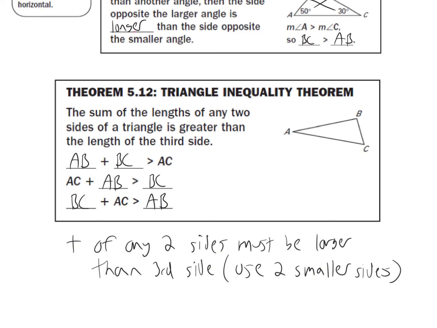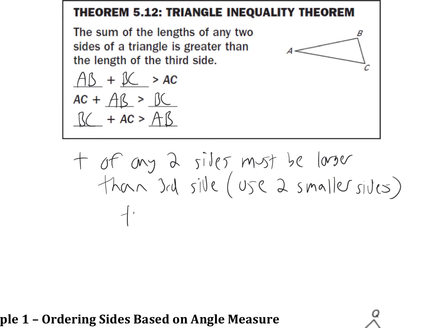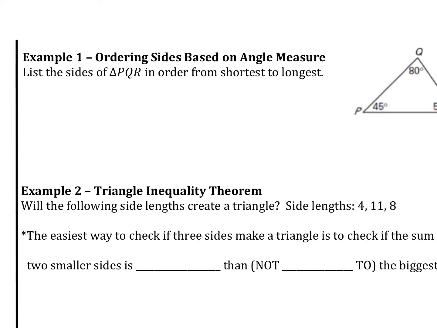So the sum of any two sides must be larger than the third side for it to be a triangle. Otherwise the sides wouldn't connect. Okay, let's do this here.